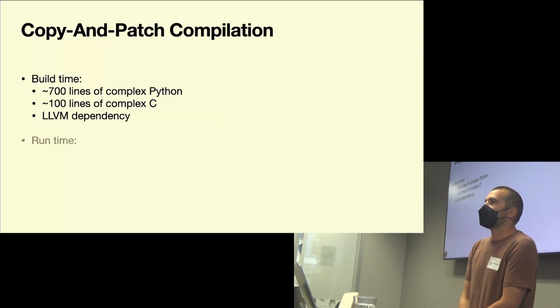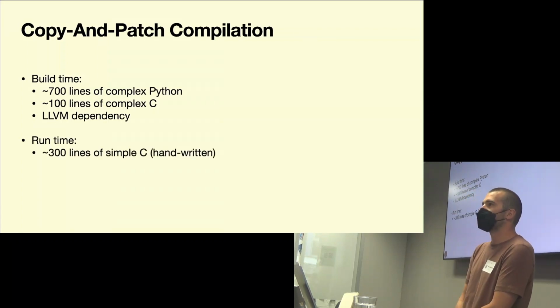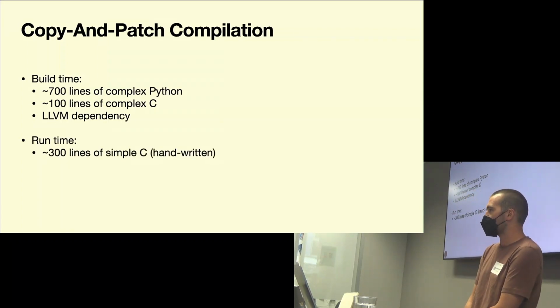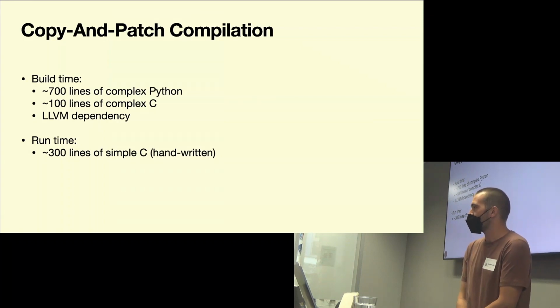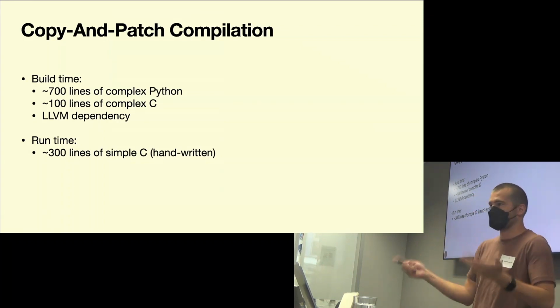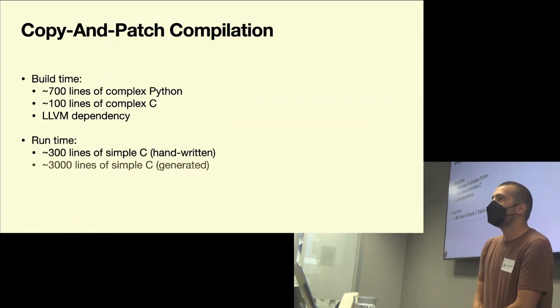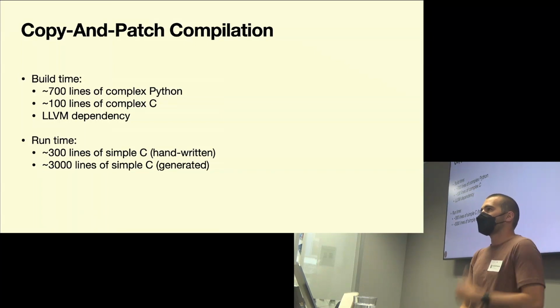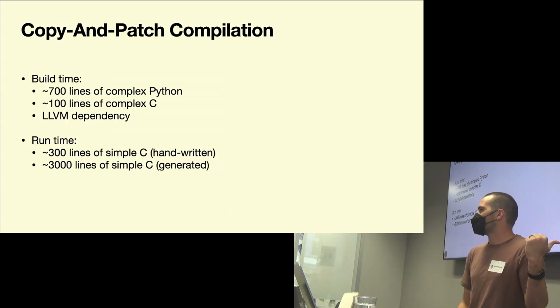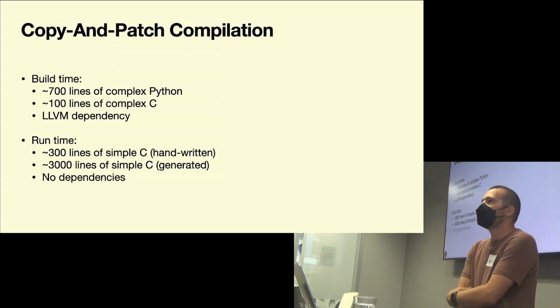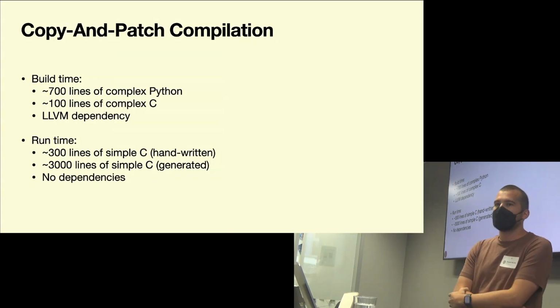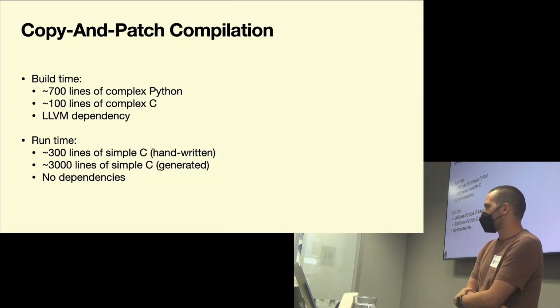Compare this to the runtime requirements. So we have 300 lines of simple C. Again, the nice thing about the copy and patch compiler is that it's really fast, but it's also really simple. It's a mem copy, and then walking over the relocations and just performing them. And then we have the 3,000 lines of simple generated C. And it truly is just as simple as the code that I showed you on the last slide. And most importantly, no runtime dependencies. Everything is fully self-contained.